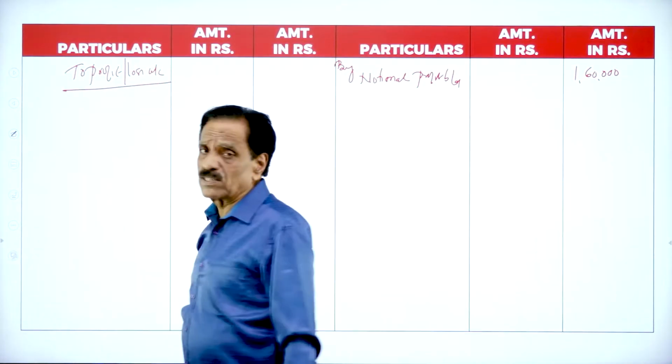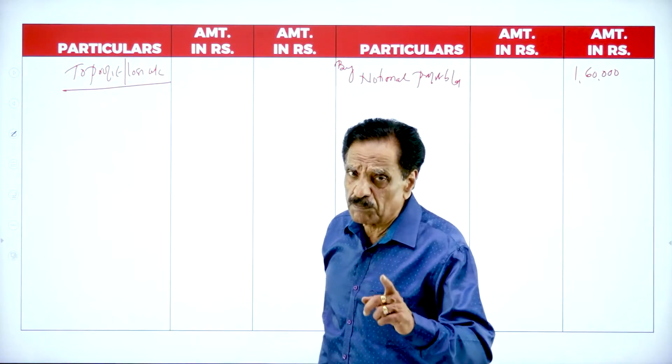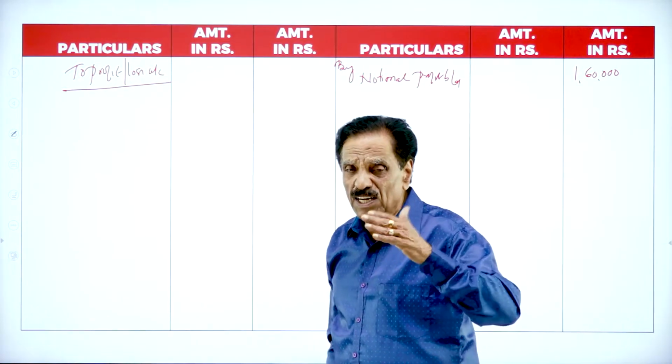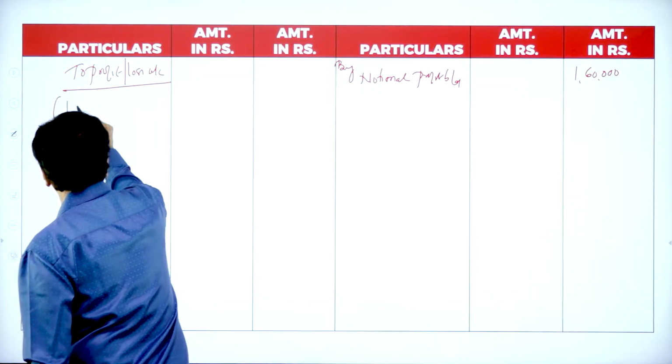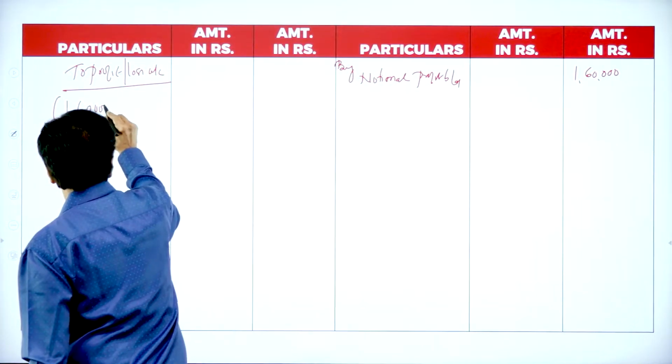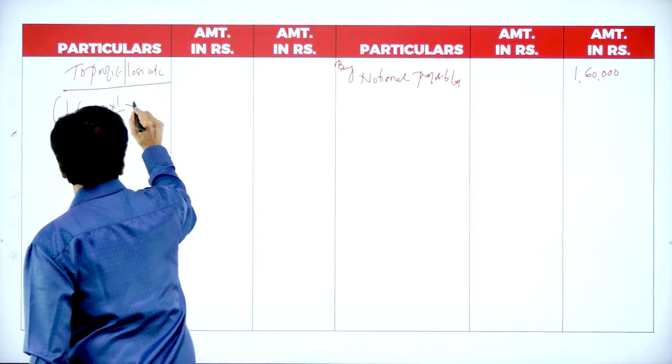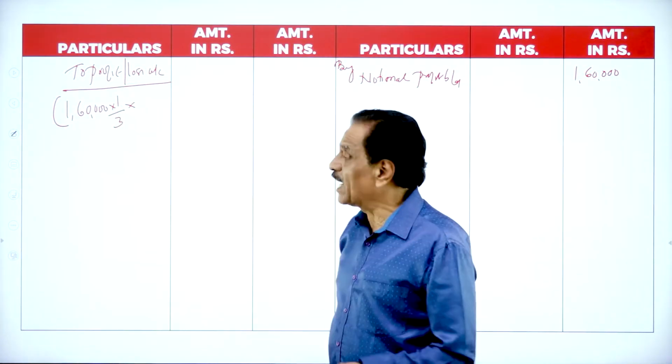2. Profit and loss account. How to charge? Notional profit into 1/3 into cash received divided by work certified. What's your notional profit? 1,60,000 into 1 divided by 3 into what is your cash received?